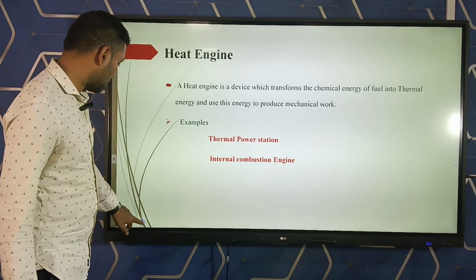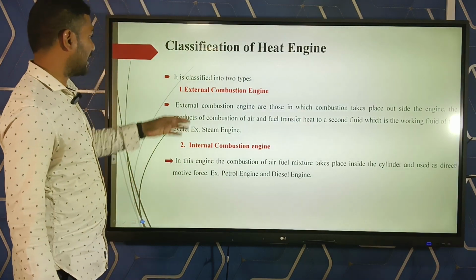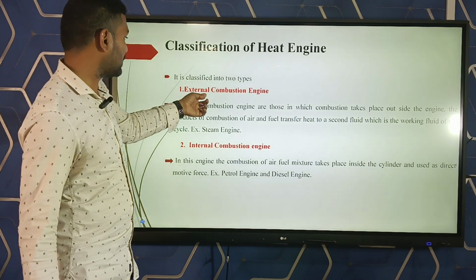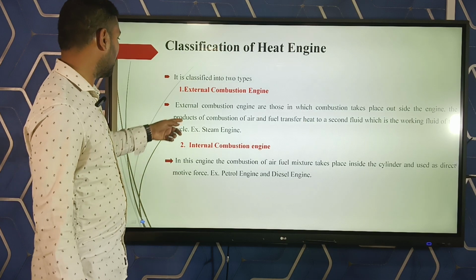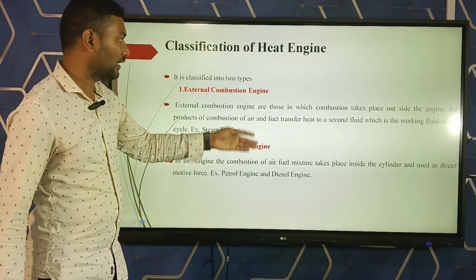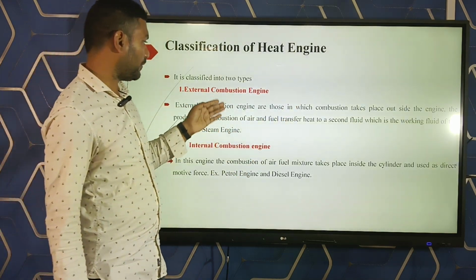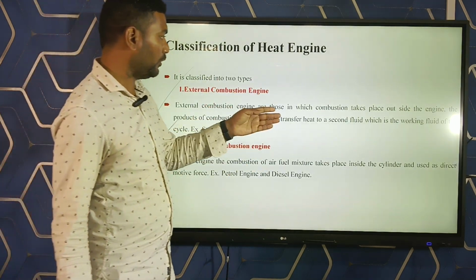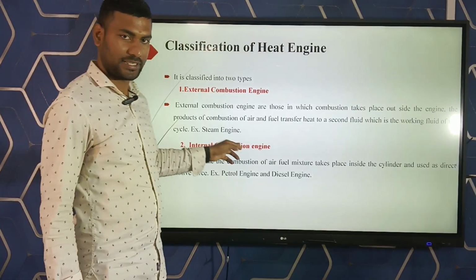Then classification of heat engine. It is classified into two types. First is the external combustion engine. What is an external combustion engine? External combustion engines are those in which combustion takes place outside the engine. The products of combustion of air and fuel transfer heat to a second fluid, which is the working fluid of the cycle. Example, steam engine.